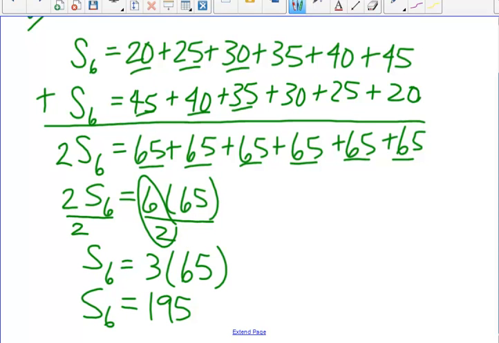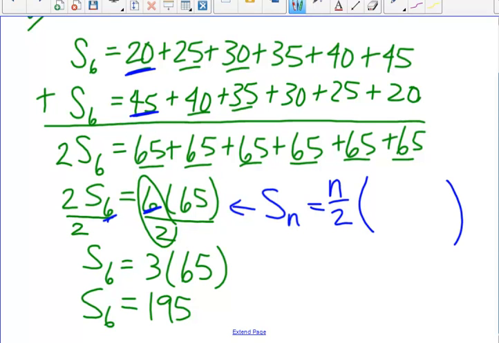Now, the thing that's interesting about this is that we can actually work ourselves into an equation, and I'm going to use this right here as the place to see the equation, where I can say that S sub n is really equal to whatever n is. If you notice, I have a 6 here, and my 6 has found its way over here, divided by 2, and I'm going to just multiply that by what I get when I add this 20 and this 45.